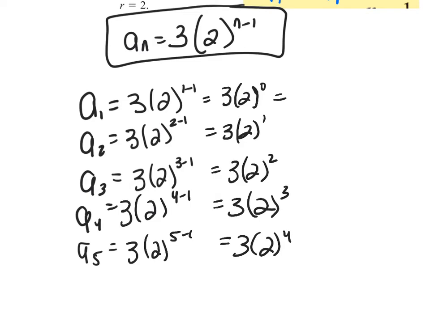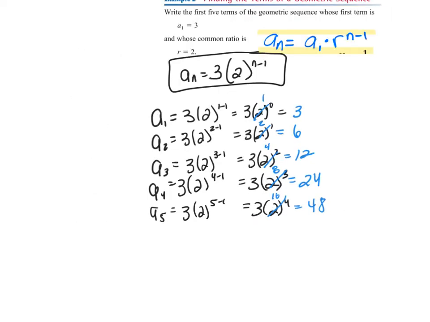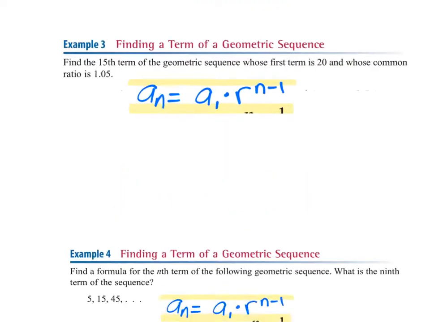So when I do this, 2 to the 0 power is 1, I'm sorry. 2 to the first power is 2, so 2 times 3 is 6. 2 to the second power is 4, so 4 times 3 is 12. 2 to the third power is 8, so 3 times 8 is 24. And then this is 16, so this would be 48. Everybody with me? We okay? Yeah. All right. Okay, so let's look here.